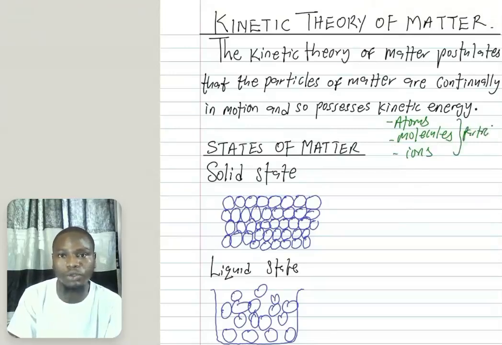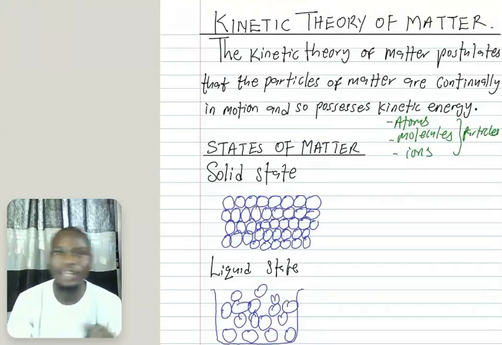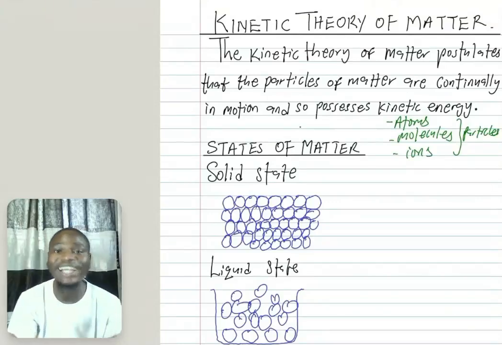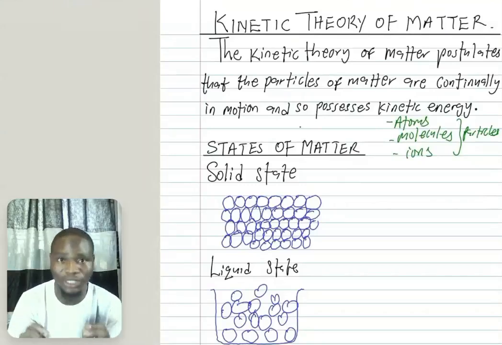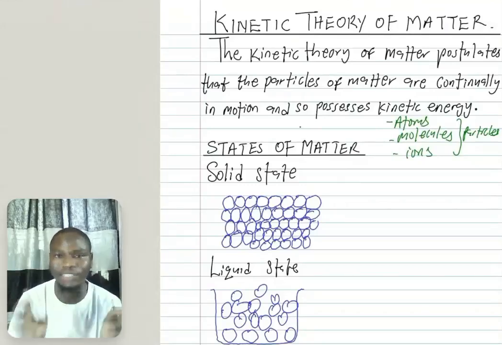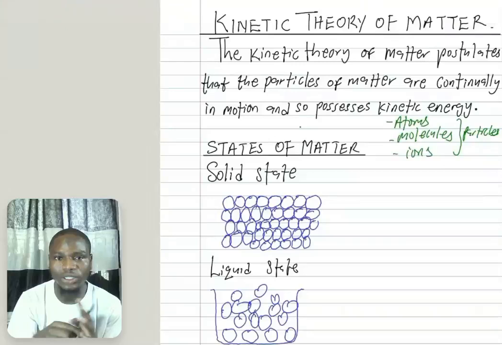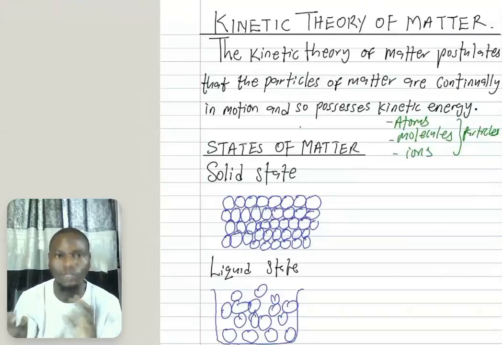All these three together are what we call the particles of matter. Now, they said they are continually in motion. What does that mean? It means that all these particles listed here are never at rest. They cannot be at rest. That is, they always move continuously. But their degree of movement is different in different states of matter.